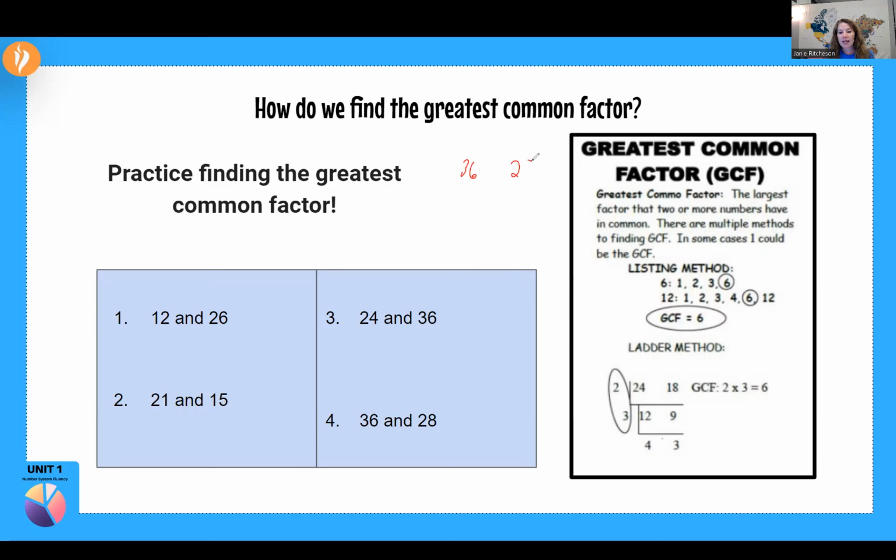36 and 28. Let's start with the number 2. Half of 36 is 18. Half of 28 is 14. They're both even, so I'm going to divide by 2 again. 9 and 7. 9 and 7 have no common factor, so I'm simply multiplying 2 times 2 together, and I get 4. All right, did you guys get them all? I hope you did.